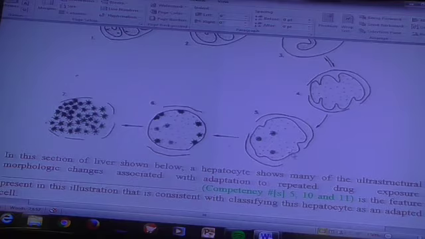Okay. And what are these things in the matrix? Calcification of the mitochondrial matrix. Okay.